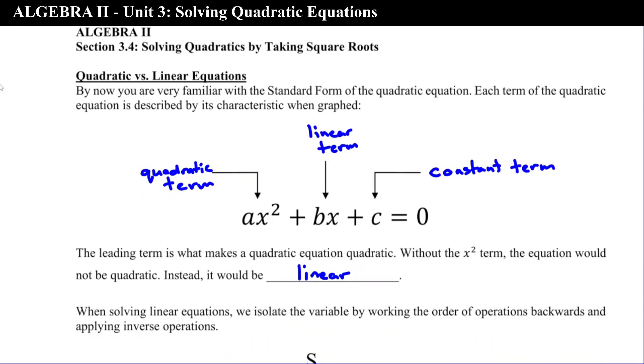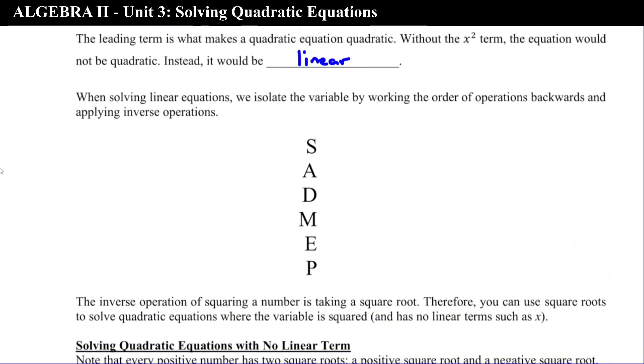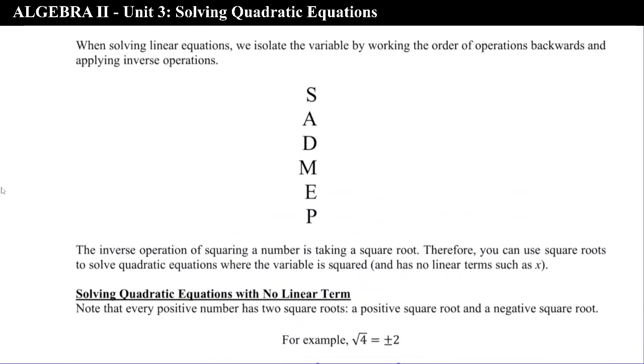All right, when we solved linear equations, you may not have been aware of this, but you were doing the order of operations backwards to solve for your variable. So you may remember your order of operations, PEMDAS, or please excuse my dear Aunt Sally. Well, now we're going to work it backwards, which happens to be SAD MEP. I put it that way because that is PEMDAS backwards, and it is our order of operations backwards.